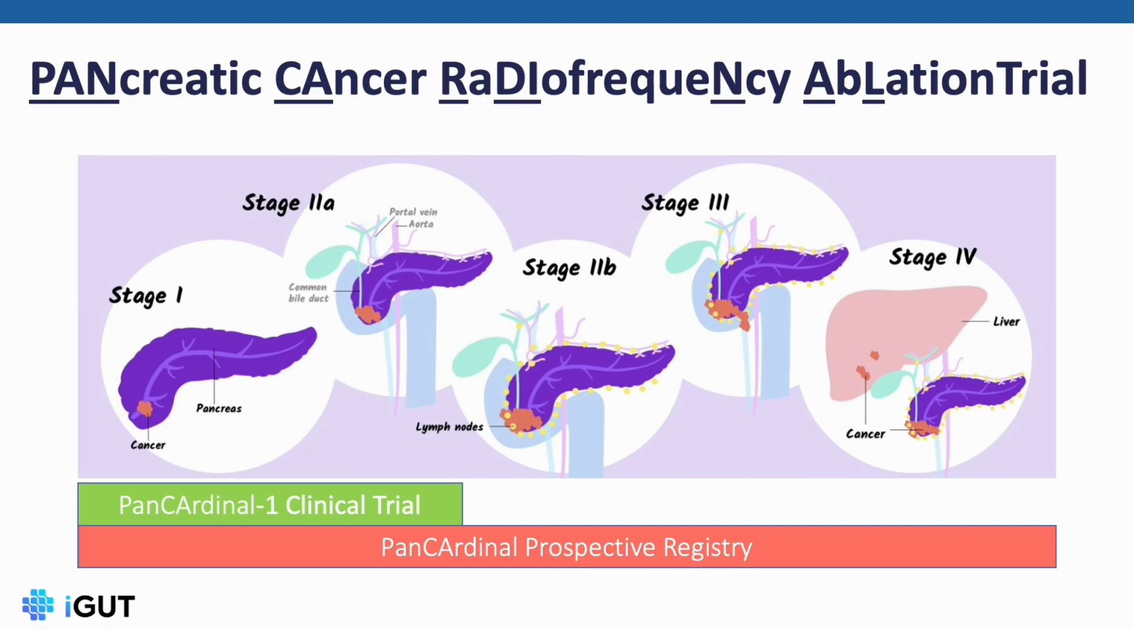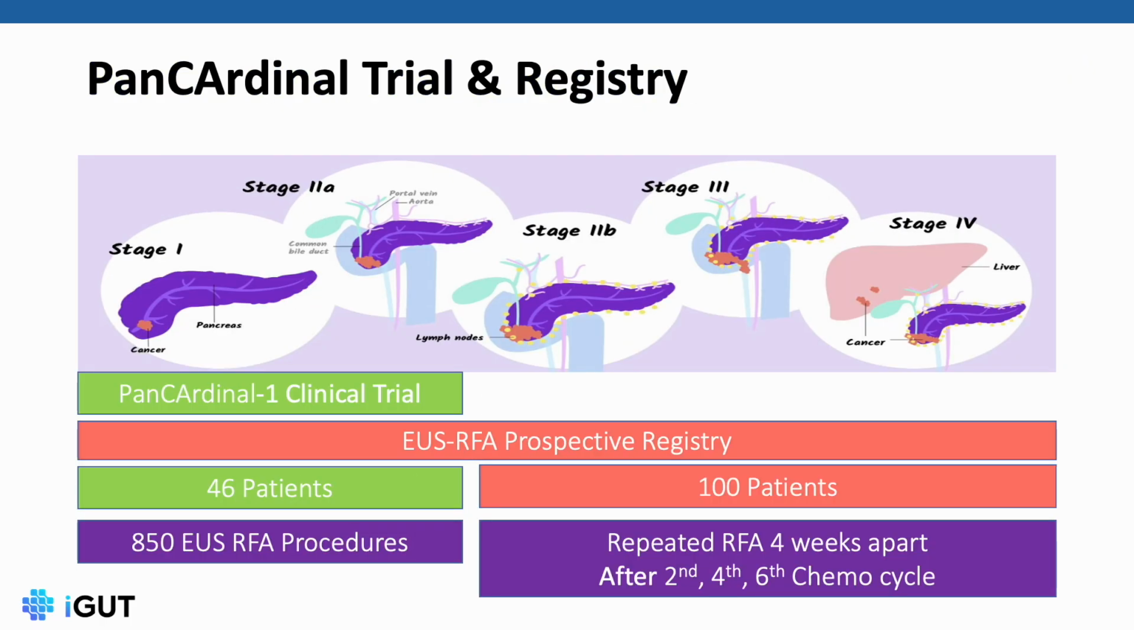At the same time, as this trial started, we realized a lot of the patients who came to us would not fit very strict criteria. So we actually started a prospective registry where patients who did not meet the criteria, we did offer them EUS RFA. And in the registry, we treated all patients. To this date, we currently have 46 patients enrolled in the Pan-Cardinal 1 trial, and about 100 patient enrollment completed in the prospective registry, combining both over 850 EUS RFA procedures.